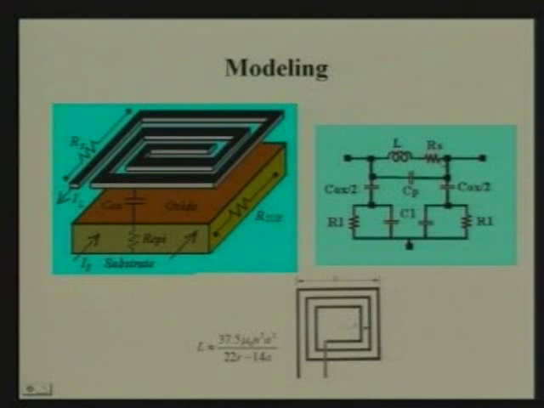So this is the RF model of an inductor. It's called a 9 parameter model because it has 9 parameters: the series resistance, the inductance, the parallel capacitance, and also the parasitics of the oxide as well as the substrate.